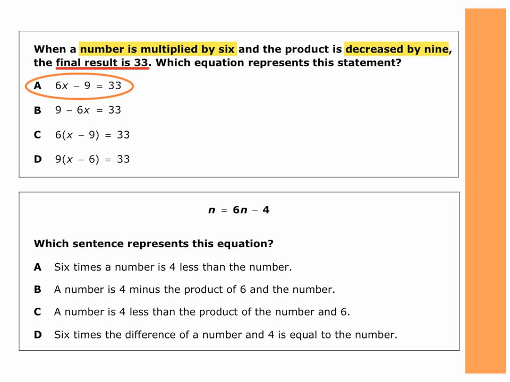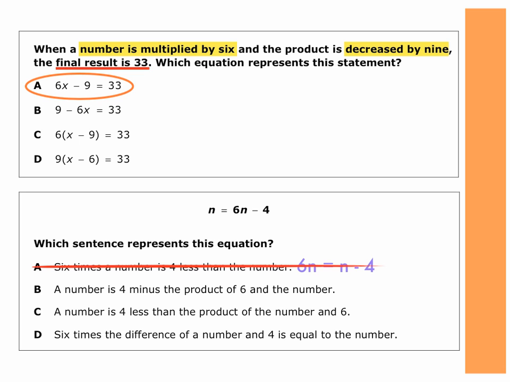The next example says which sentence represents this equation. The equation is n equals 6n minus 4. Go ahead and take all of your answer choices and write an expression or an equation for them. A says 6 times a number is 4 less than a number. So 6 times a number would be 6n. Is would be equal, and then 4 less than a number would be n minus 4. Well, that is not the equation that we are looking for, so A is not my answer.